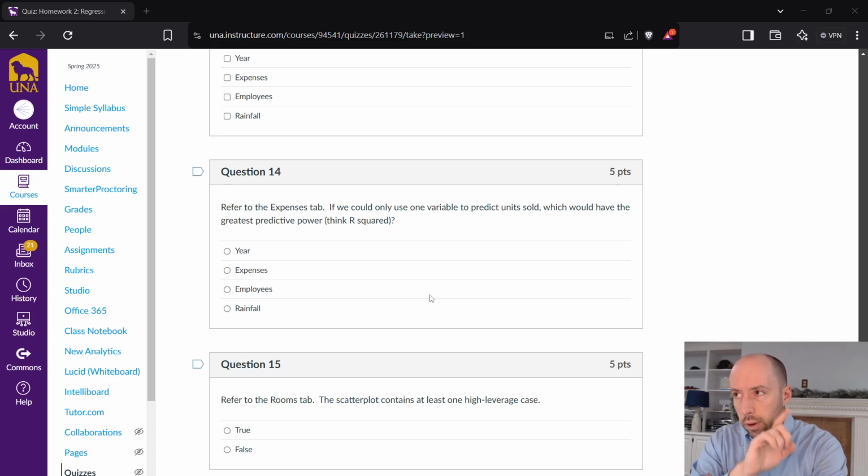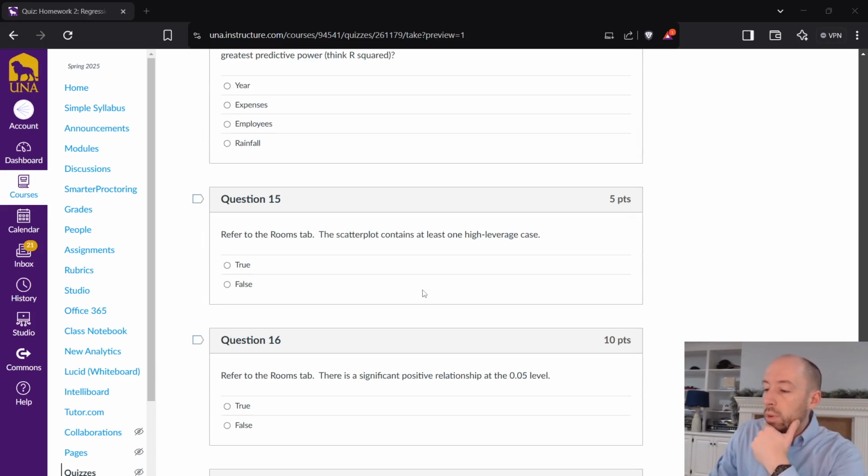R squared has a very interesting relationship with correlation. You may be able to infer the relationship between R squared and correlation using the name R squared. And of course, sometimes we call it correlation. So have a thought about that, and have a thought about if you could only use one variable to predict units sold, would you want a variable with a lot of correlation, or would you want a variable with low correlation as far as which will have the most predictive power?